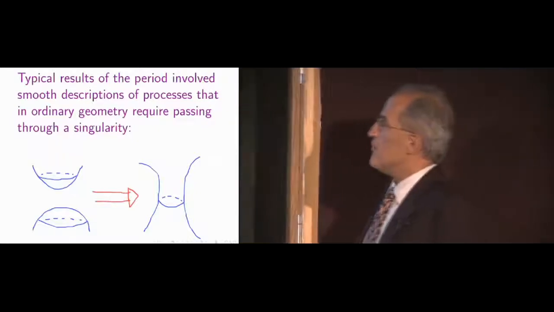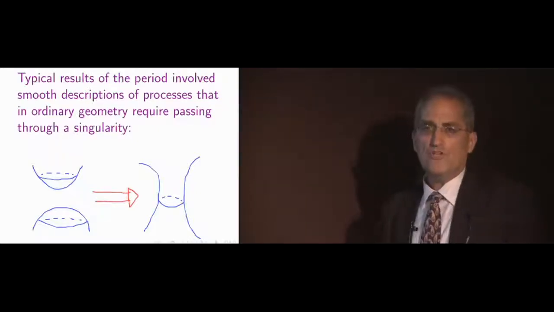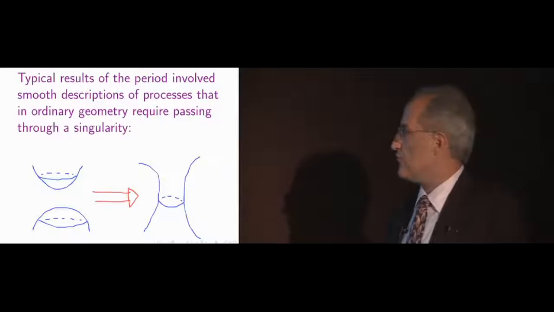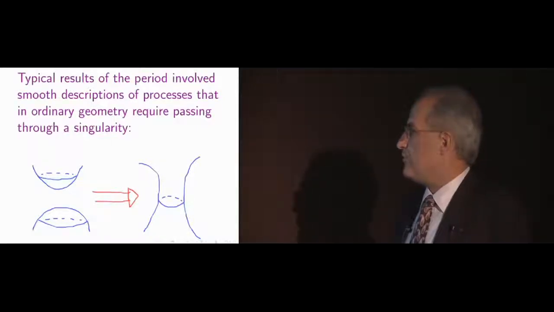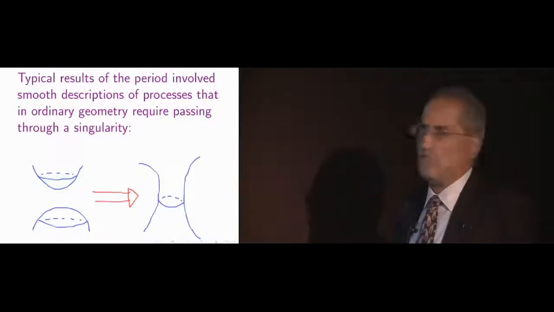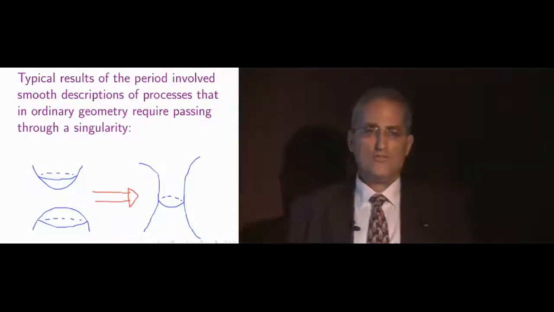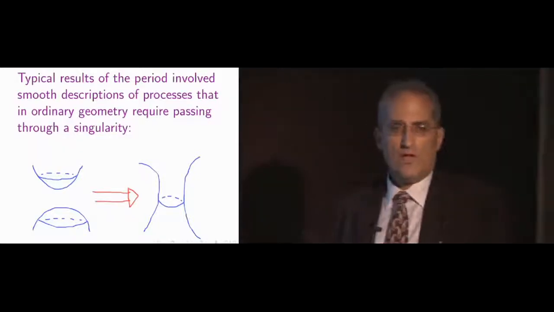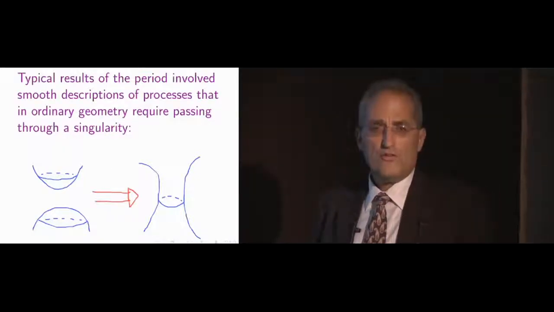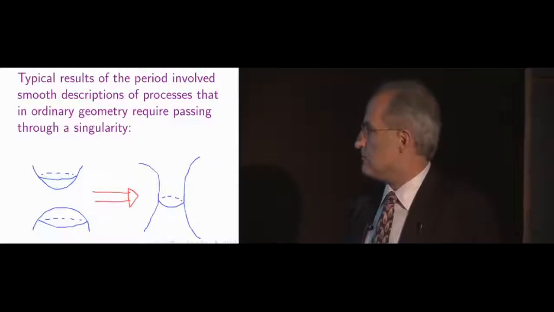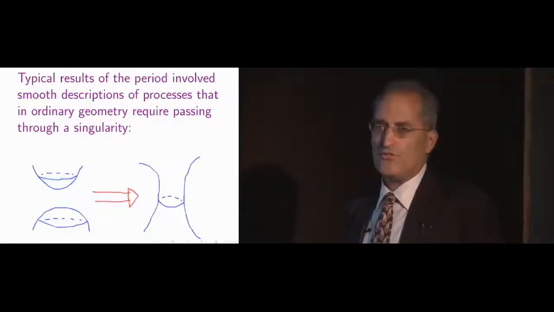So typical results of this period were that you could make sense of processes which in conventional geometry you can't describe. I've drawn a picture, but I won't have time to explain it. That's meant to symbolize the idea of a jump in the structure of space-time, which you can't talk about in classical general relativity, but you can talk about when you replace general relativity by string theory. So we had fun in that period discussing stuff like that.